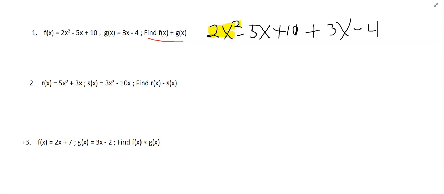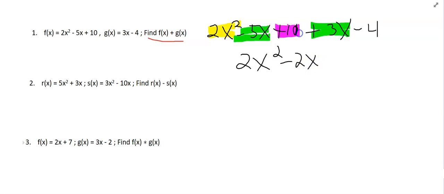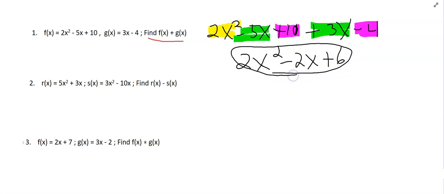My like terms: 2x squared has nothing like it, so that stays 2x squared. Negative 5x is like the term 3x. When I add those together, negative 5 plus 3 gives me negative 2x. And the 10 and the negative 4 are like terms, and that gives me positive 6. So my end result, 2x squared minus 2x plus 6.